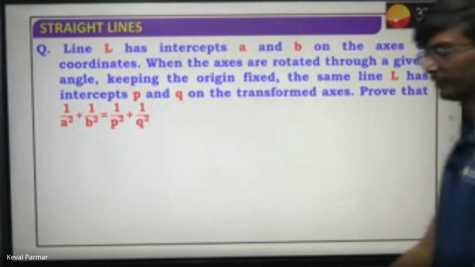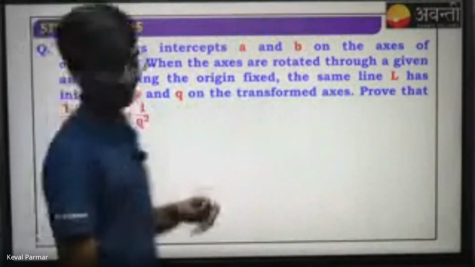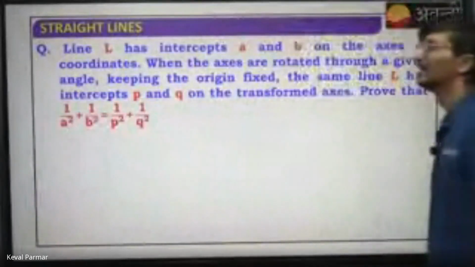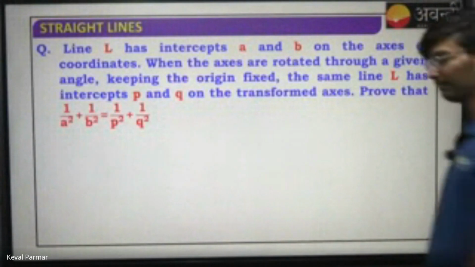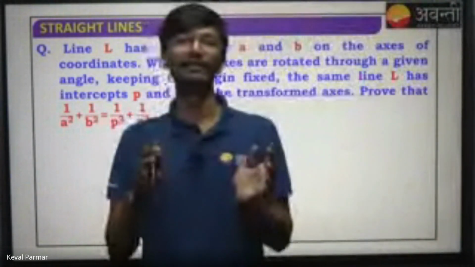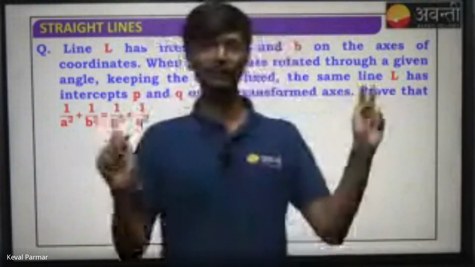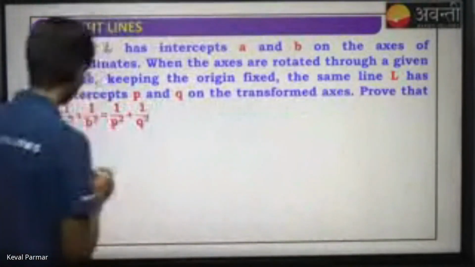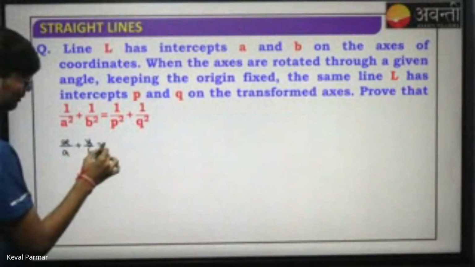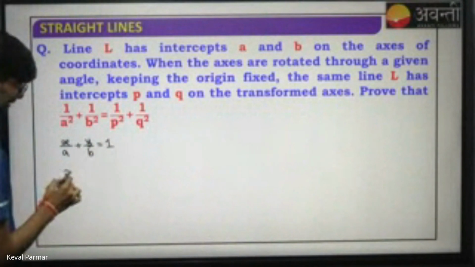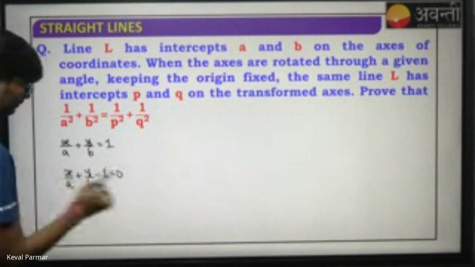Let's look at the last question for today and we'll pack up. It is a very big question, but very simple. Line L has intercepts A and B on the coordinate axes. Remember, in the last lecture I told you, whenever a question mentions both intercepts, A is the x intercept and B is the y intercept. Then we write the equation of the line in double intercept form: x upon a plus y upon b equals 1. That means x upon a plus y upon b minus 1 equals 0.